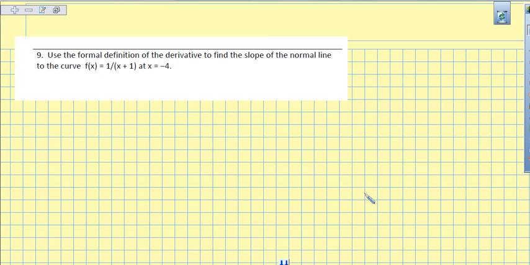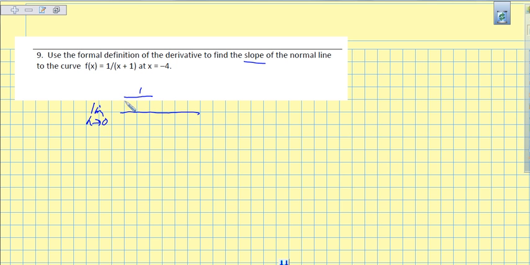Okay, let's take a look at number 9. Use the formal definition of the derivative to find the slope of the normal line to the curve. Definitely not going to set up that equation for you, but I will set up the limit as h approaches 0 to make sure you get on the right track.